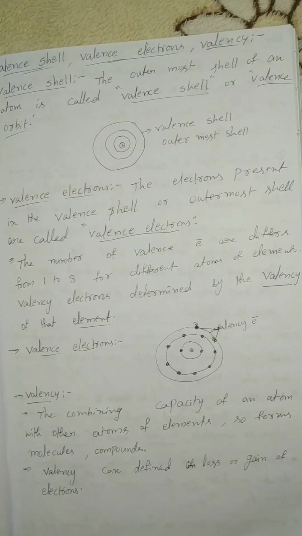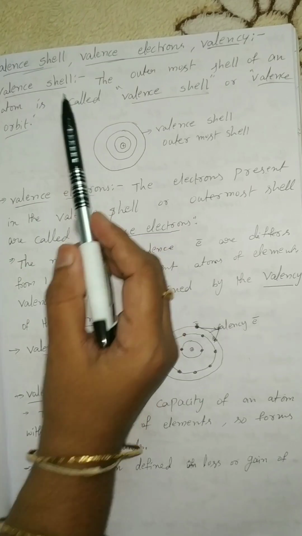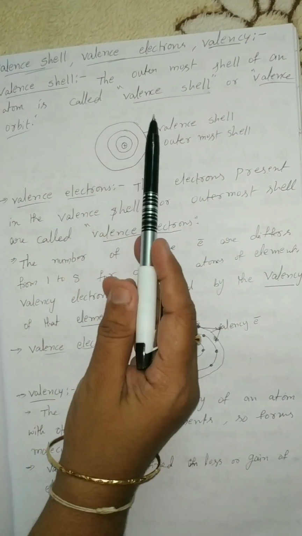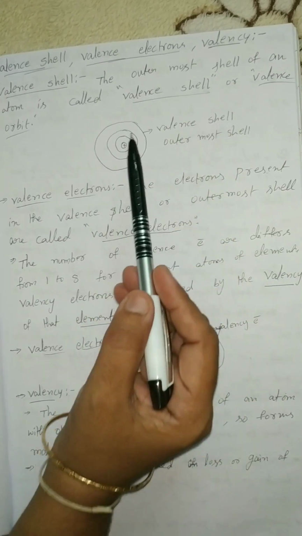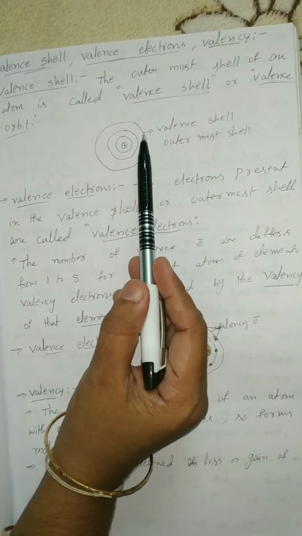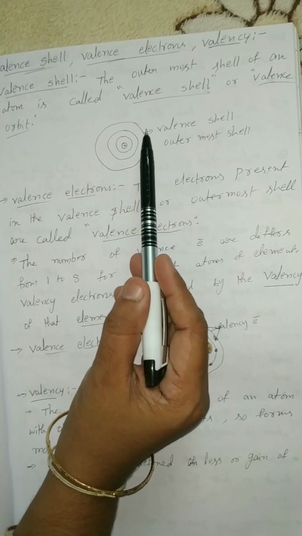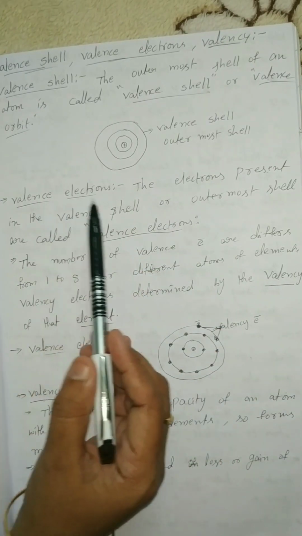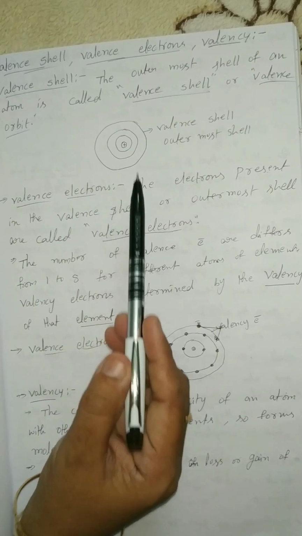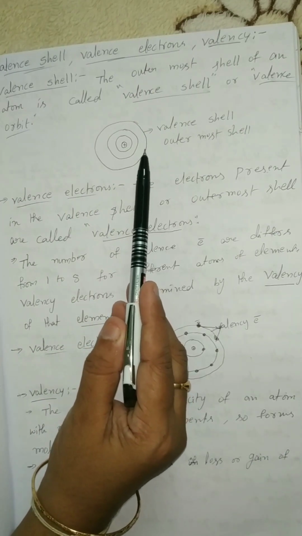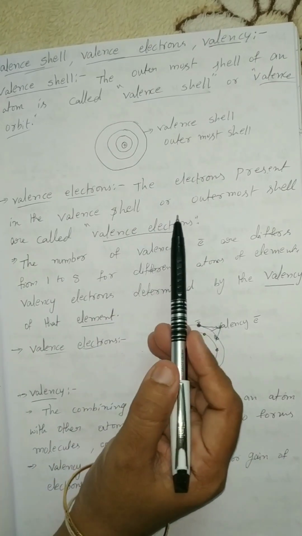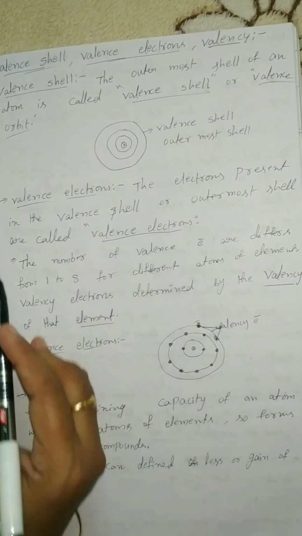Shell, valence electrons, valency. Valence shell: the outermost shell of an atom is called valence shell or valence orbit. This is the outermost shell, so it is called valence shell or valence orbit. Valence electrons means the electrons present in the outermost shell or valence shell. It is called valence electrons.